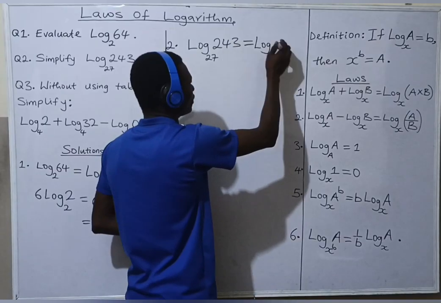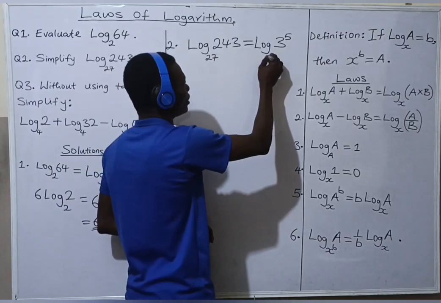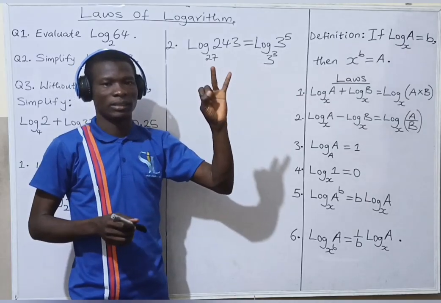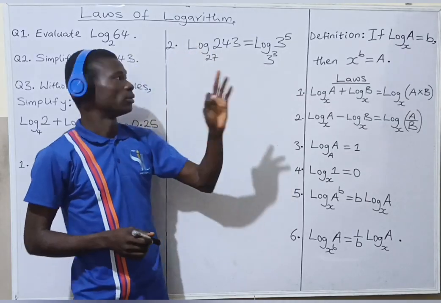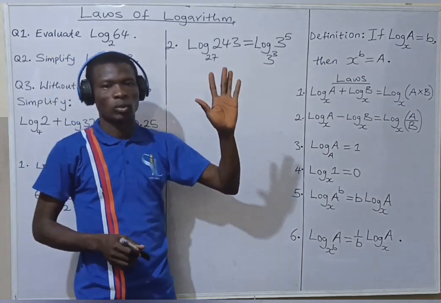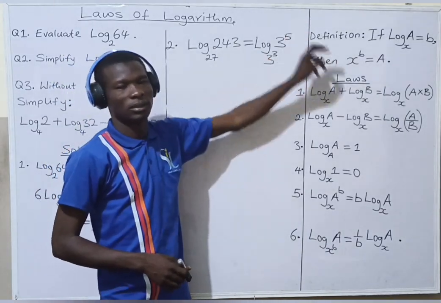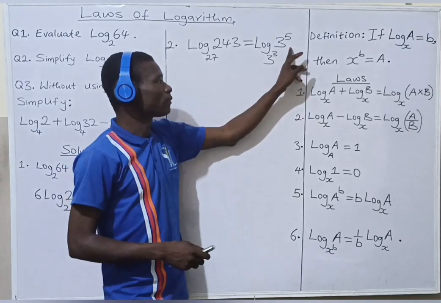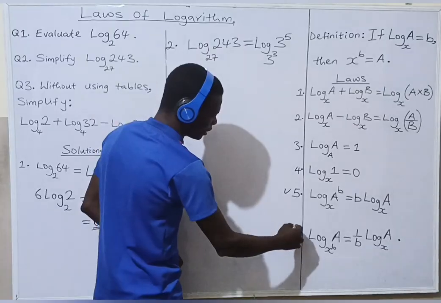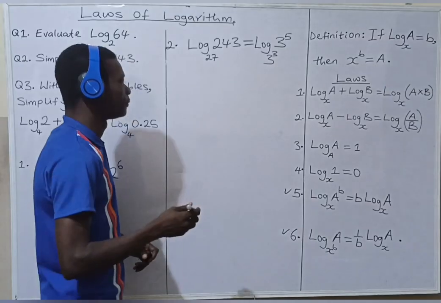log 243 can be written as 3 raised to power 5, and 27 can be written as 3 raised to power 3. Why? Because 3 times 3 is 9, 9 times 3 is 27. Then 27 times 3 is 81, 81 times 3 is 243, and that is the representation of 243 as 3 raised to power 5. And when we look at this, it looks like law number 5 and law number 6. So we are going to be combining law 5 and 6 to solve this particular question.